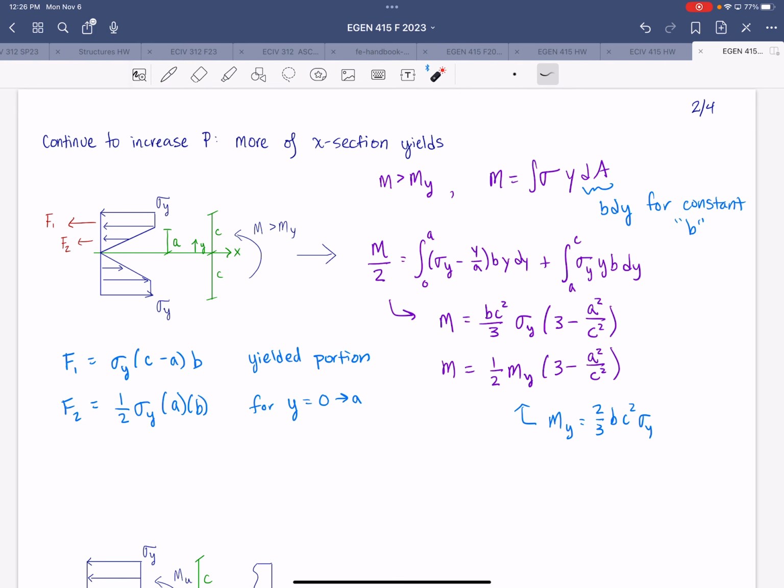So with this relationship, if we know the applied load, we can determine the moment from that applied load. And then we can also determine how much of the cross-section has yielded and what has not. So in short, we can determine the lowercase a if P and M are known.